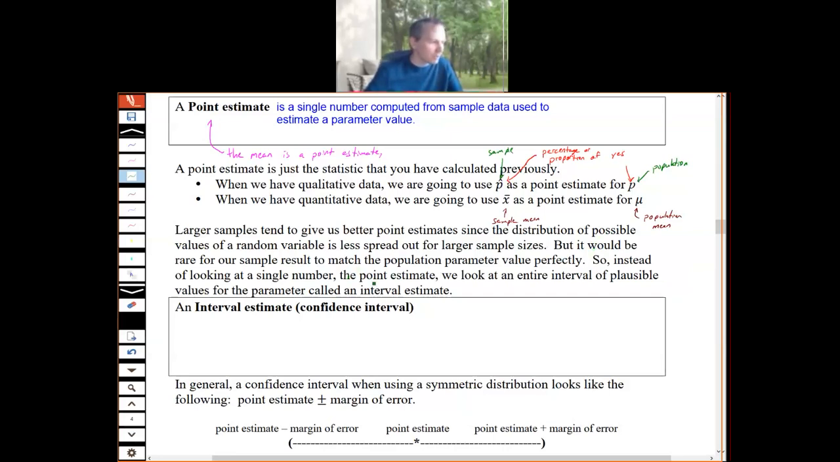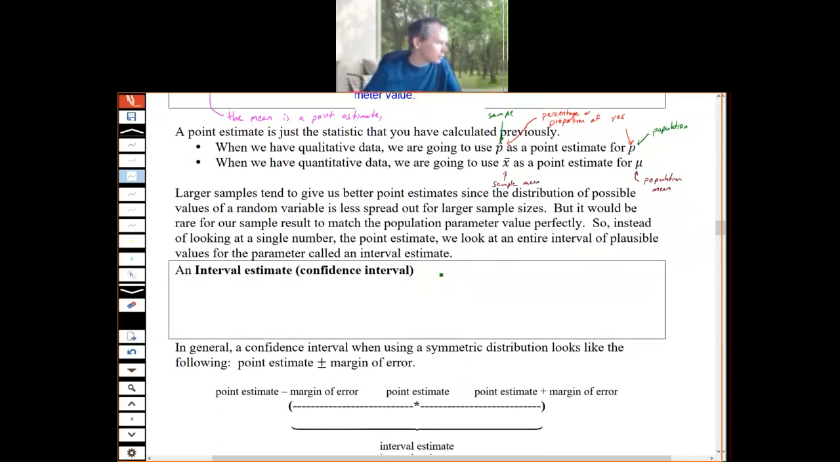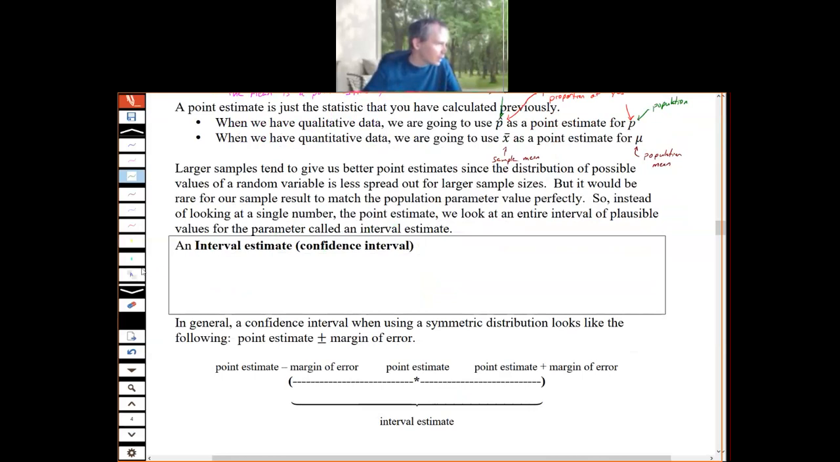So instead of looking at a single number, we can also look at a range of values, an interval of plausible values. That gives me an interval estimate. An interval estimate is also going to be referred to as a confidence interval. Actually, I think we'll probably mostly refer to it as a confidence interval.